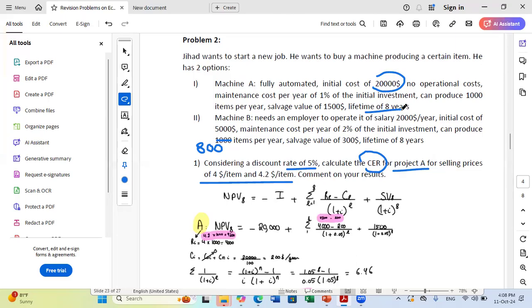So to start with, let us see what the information is about machine A. We know that to calculate the CER, by definition, the capital enrichment rate is the ratio of the net present value over the initial investment. And of course, the net present value at which year? At the end of lifetime. So here for n equals 8.